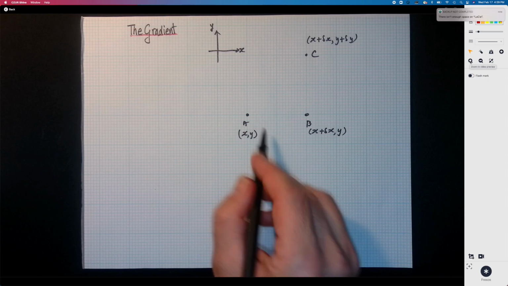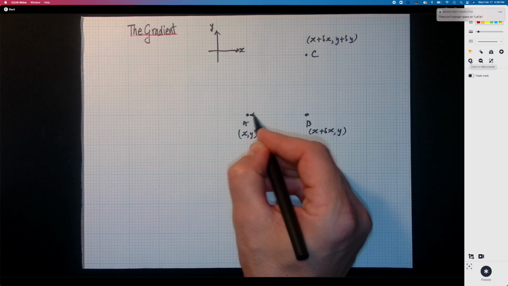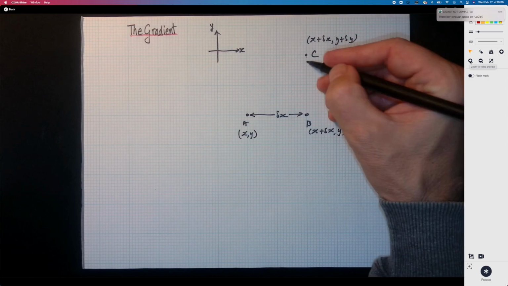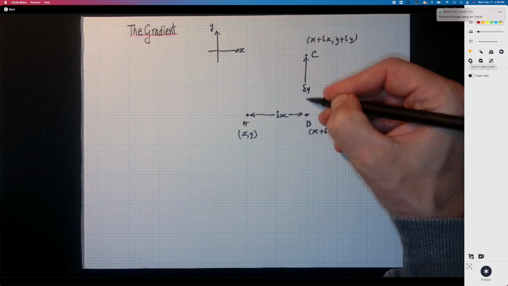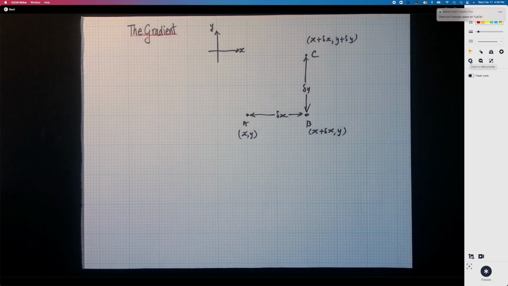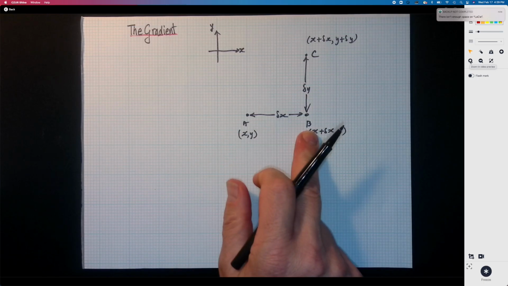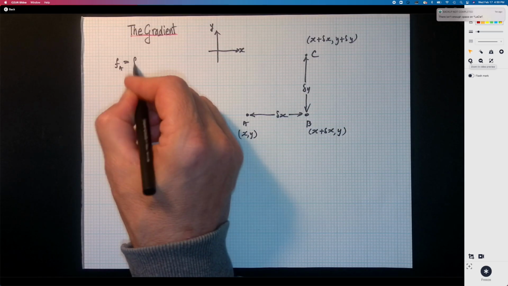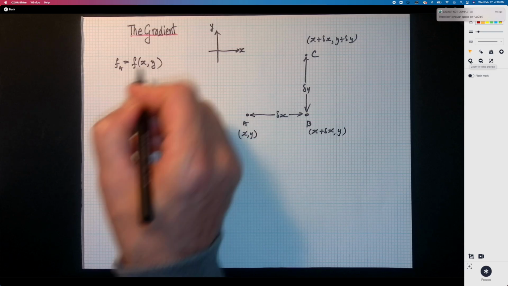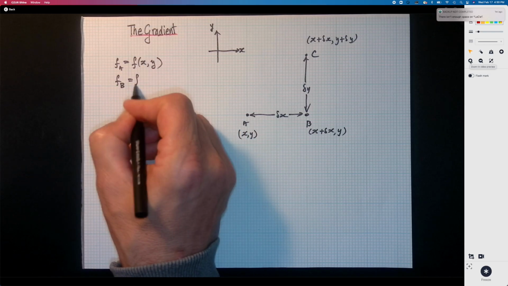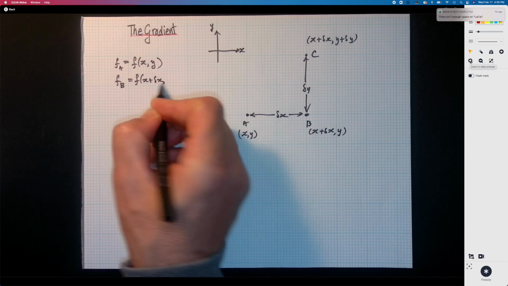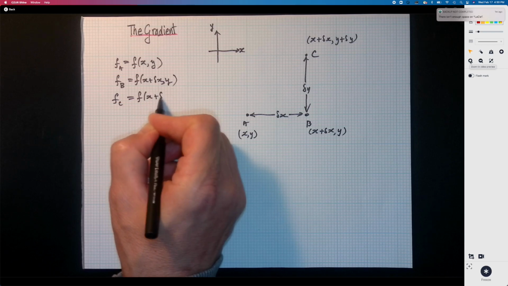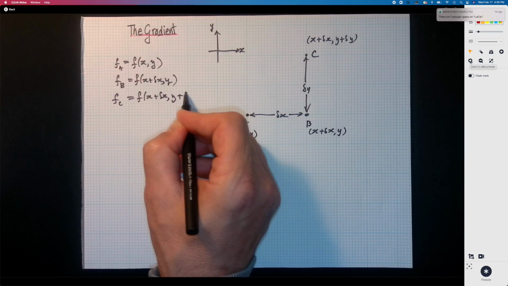And so the separation between A and B is delta x, and the separation between B and C is delta y. And at each of these points, we're going to evaluate a function, f of x and y, so that f at A is equal to f at x and y. F at B is f at x plus delta x and y. And f at C is f at x plus delta x, y plus delta y.